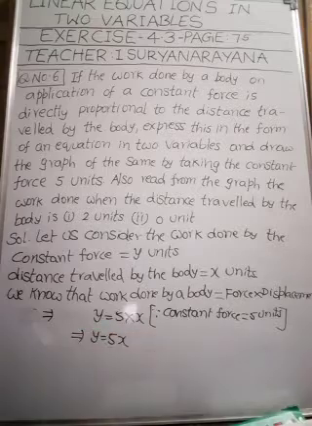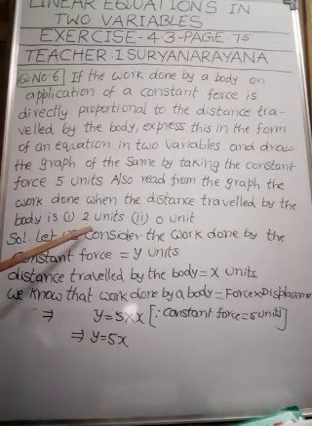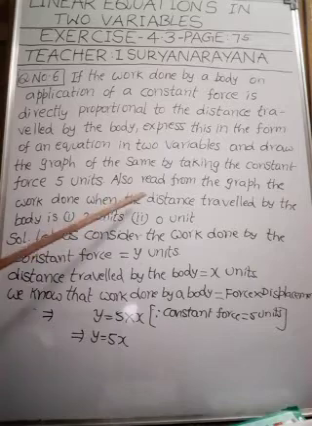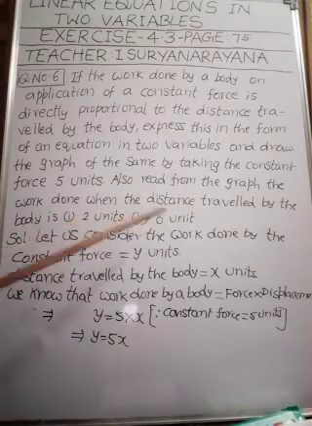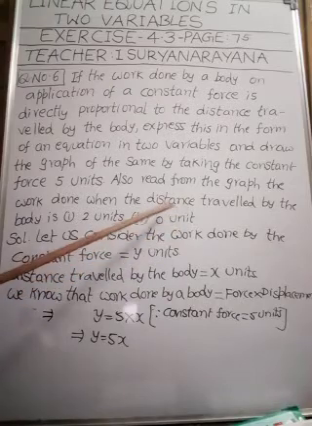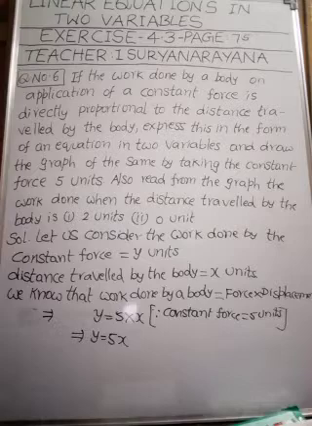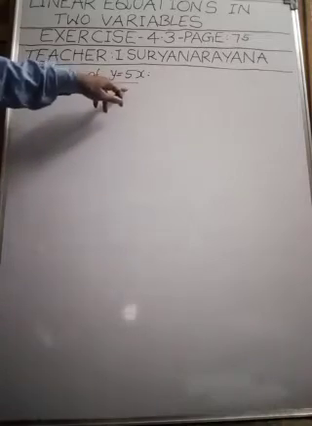Okay, my children, we have to draw the graph of this equation, and from the graph we have to find the distance traveled by the body when the work done is 2 units. If the work done by the body is 0 units, then what is the distance traveled by the body? Okay, my children, understood this point? Right. Now come to this part, graph of the equation y is equal to 5x.